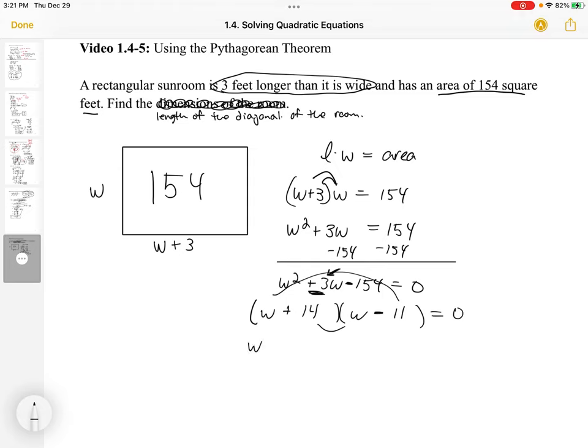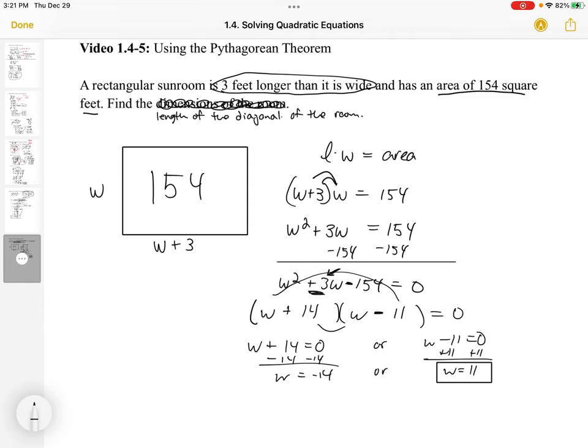Now we're going to use the zero product property. So W plus 14 is equal to 0, or W minus 11 is equal to 0. Solve both of these. I get W is equal to 11, or W is equal to negative 14. Well, it doesn't make a whole lot of sense to have a width that's negative 14, so my width of 11 feet is more legitimate.